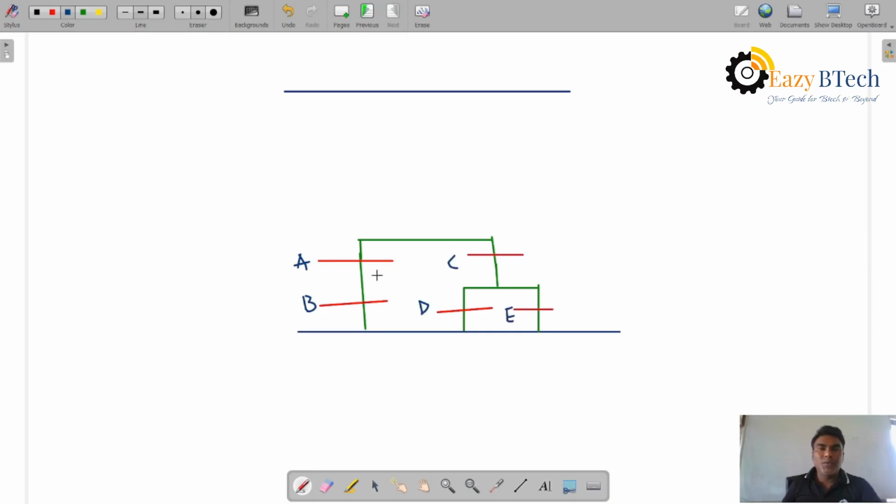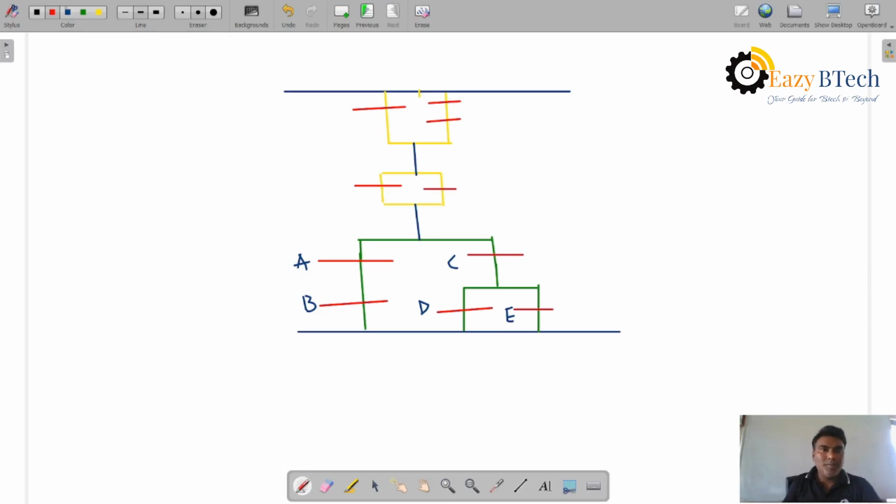In stick diagrams, the complement is red over yellow, red over green. Red over yellow means we can take A and B here. From here to here we can take the metal. Here again red over yellow. Otherwise we can take the interconnection by using the metal. A and B, C, D and E.